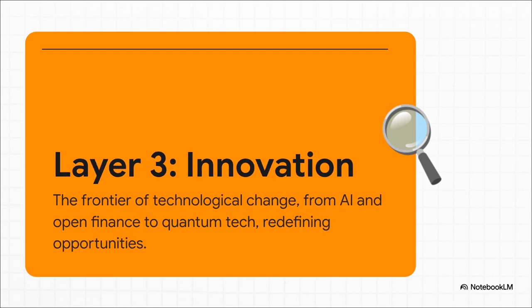Next up is layer 3, innovation. This layer is what constantly redraws our map. It's the engine of the financial world, where technologies like AI, open finance, and even quantum computing are completely rewriting the rules. Just think about how fintech apps have totally changed how we do our personal banking. This layer creates amazing new opportunities, but, and this is a big but, it also brings brand new risks we've never even thought of before.